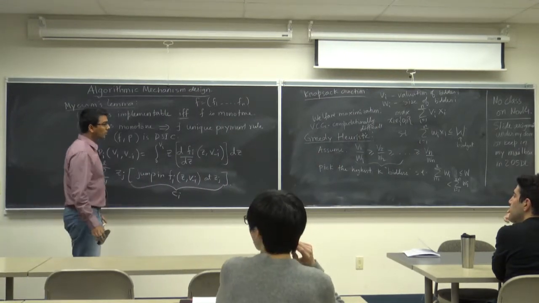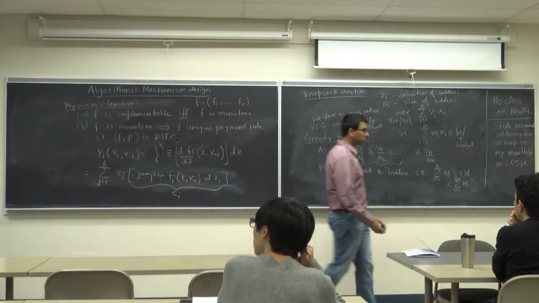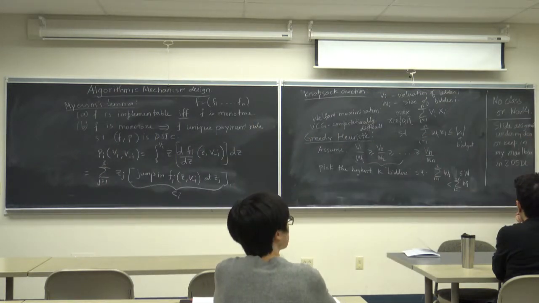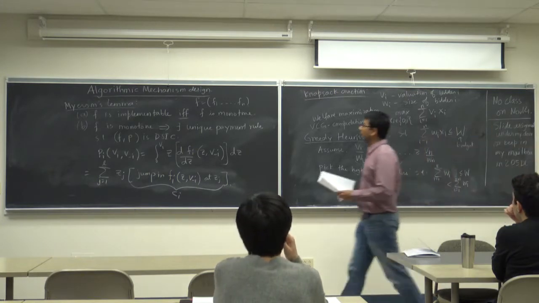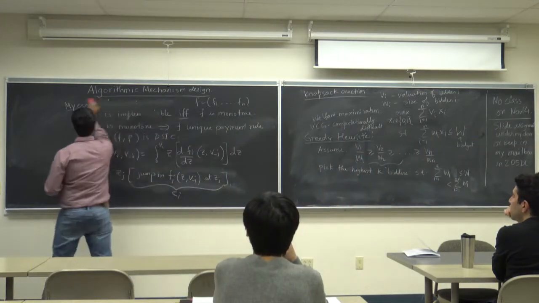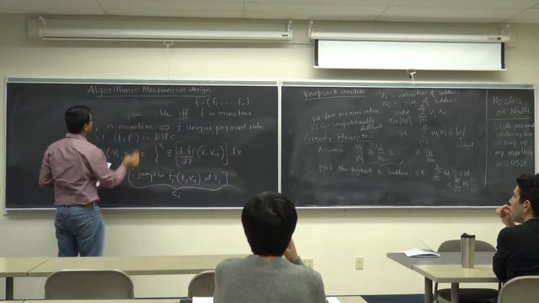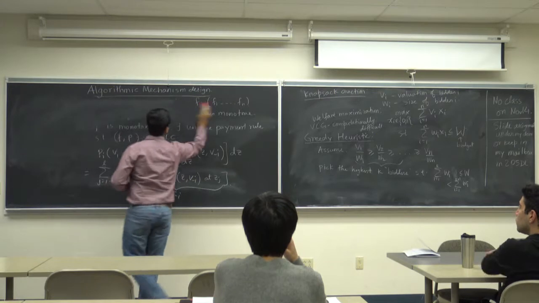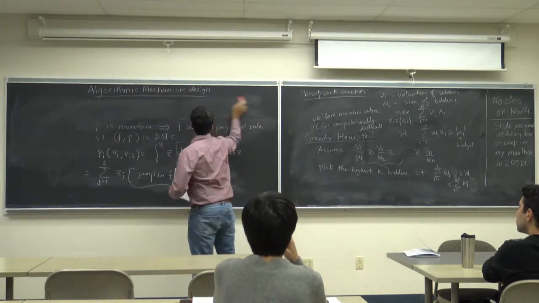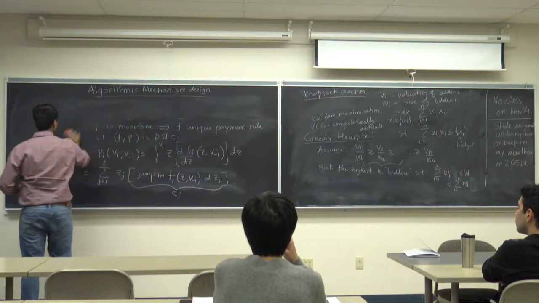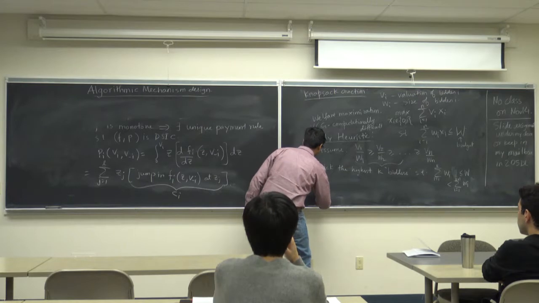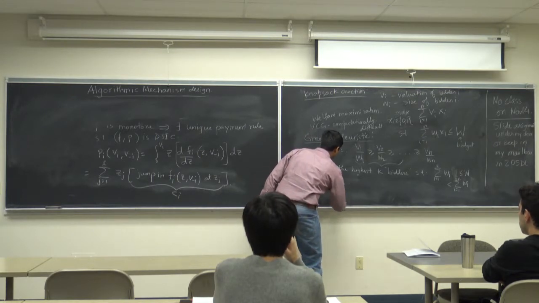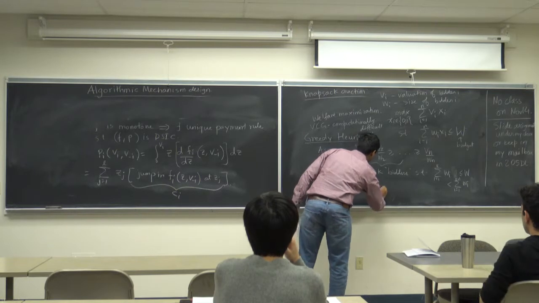Now, it so turns out, you have to work for it, but you can show that this allocation rule is monotone. Okay, this allocation rule is monotone. It turns out f is monotone.